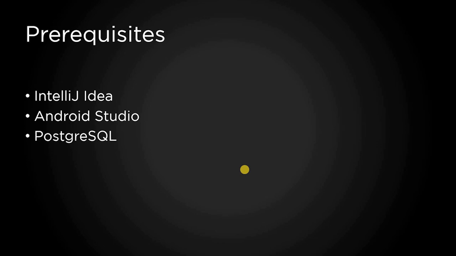Now let's see what the prerequisites for this course are. The first is you should have IntelliJ IDEA in your system. The next is you should have Android Studio in your system. These are the two software we will be using mainly in our whole series. And after that you should have PostgreSQL installed in your system. And if you don't have it installed, then don't worry, it is very easy to install.